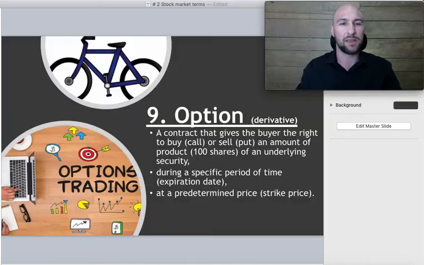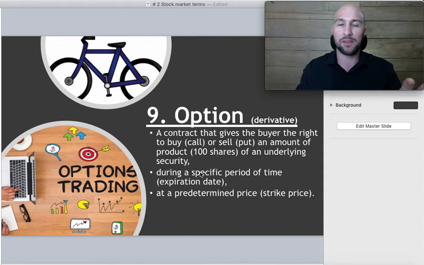The next one is options. Options, also known as derivatives. And just so you know what an option is, it is a contract that gives the buyer the right to buy or sell an amount of product, normally 100 shares, of an underlying security. Just bear with me here.